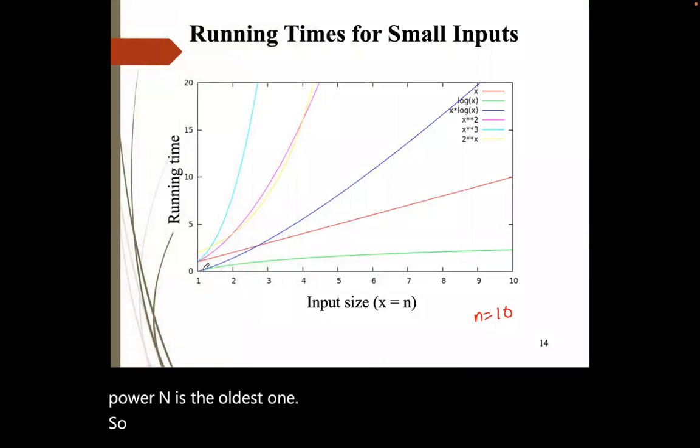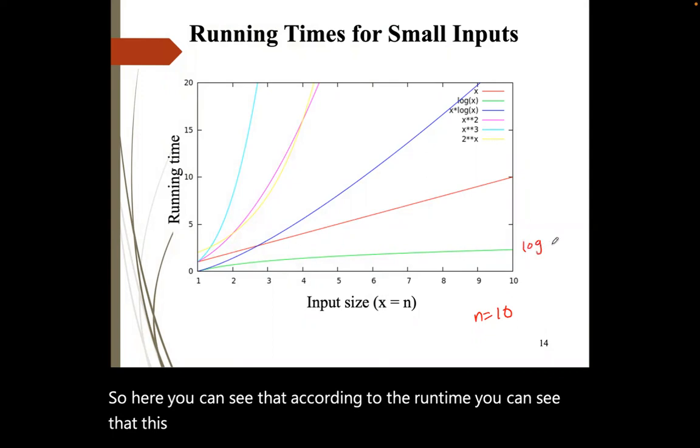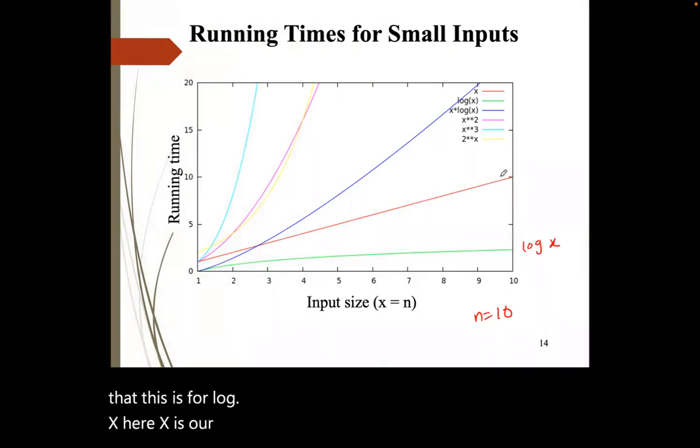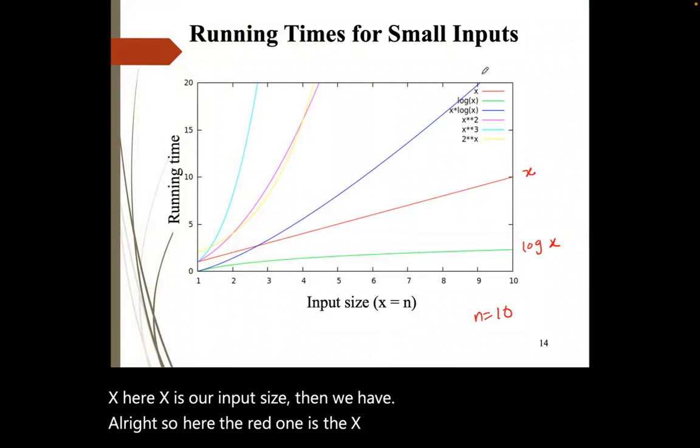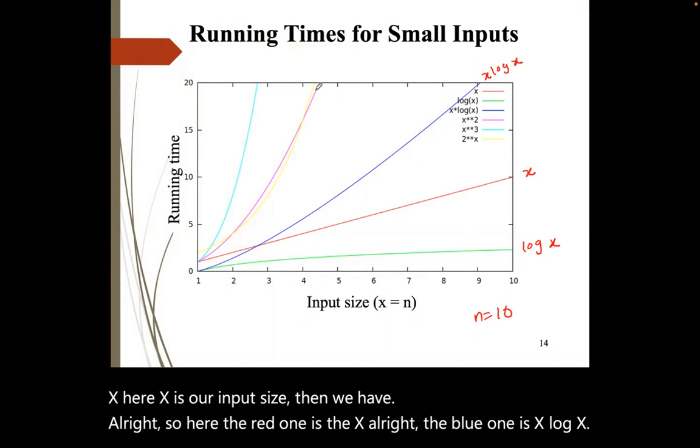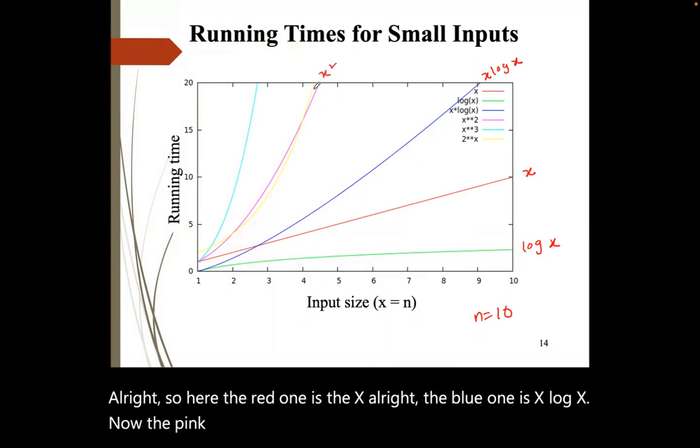So here you can see that according to the runtime, this is for log x. Here x is our input size. Then we have, all right, so here the red one is x. The blue one is x log x. Now the pink one is x square, the yellow one is x cube, and 2 to the power n.